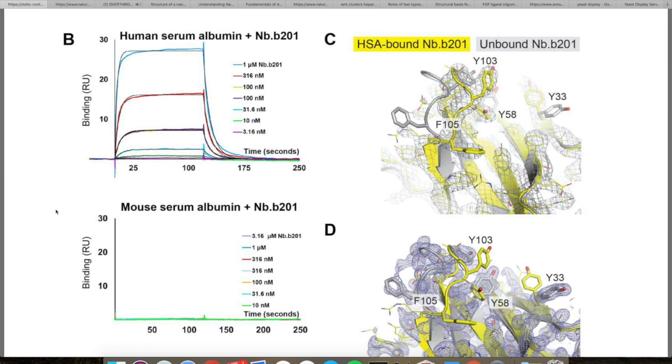So they go on to analyse this binding via SPR, and they titrate over increasing concentrations of nanobody B201. It shows an increasing response as we would expect from an SPR experiment. And importantly, with mouse serum albumin, so MSA, they see absolutely no binding, so no response in flowing over their nanobody. So the interaction is specific for the human variant of this albumin.